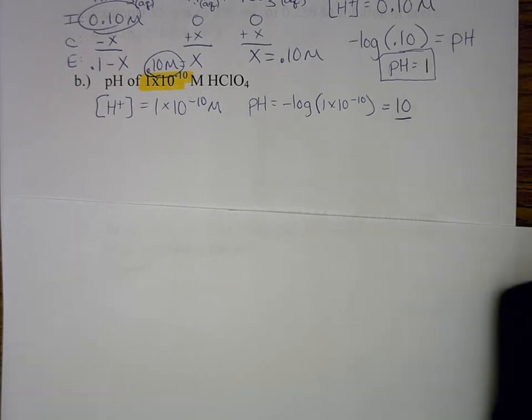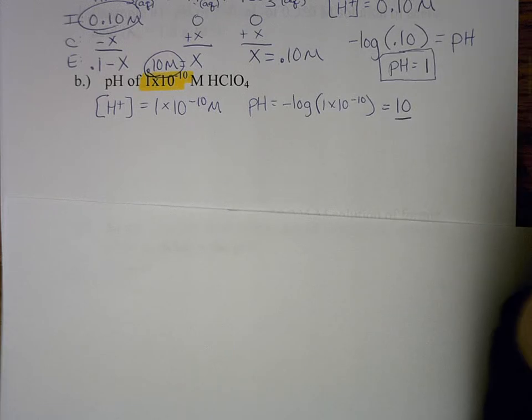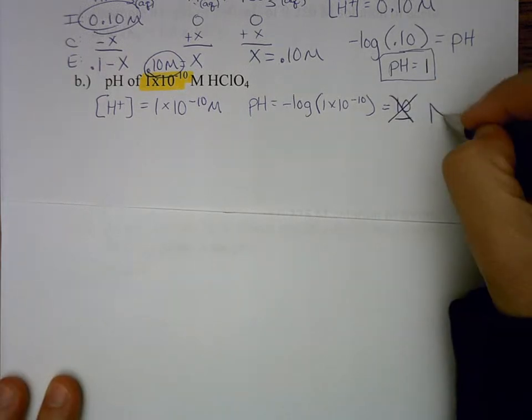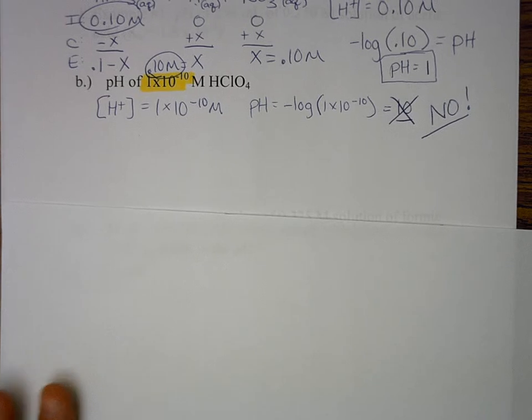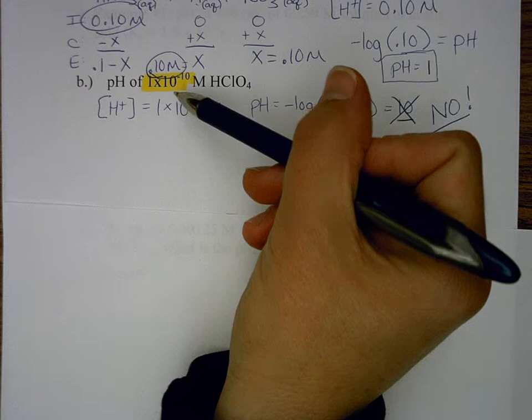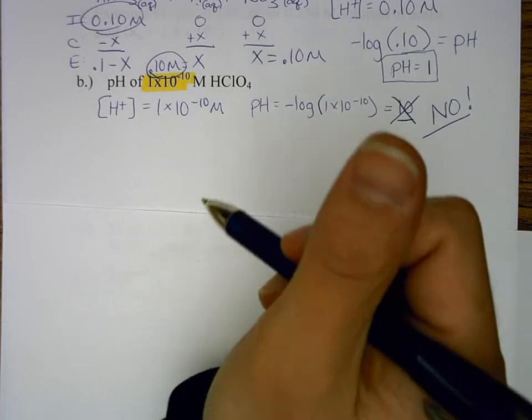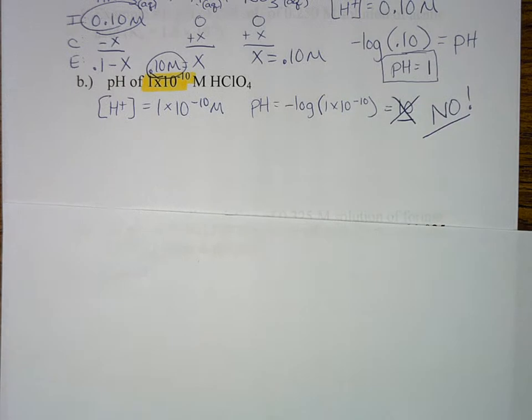Does that make sense? No. It does not make sense. Perchloric acid I know is a strong acid, and so a pH of 10 is not the correct answer. So what you need to pay attention to is the concentration. This concentration is super small. You barely have any perchloric acid actually in there. Most of the solution is just water.